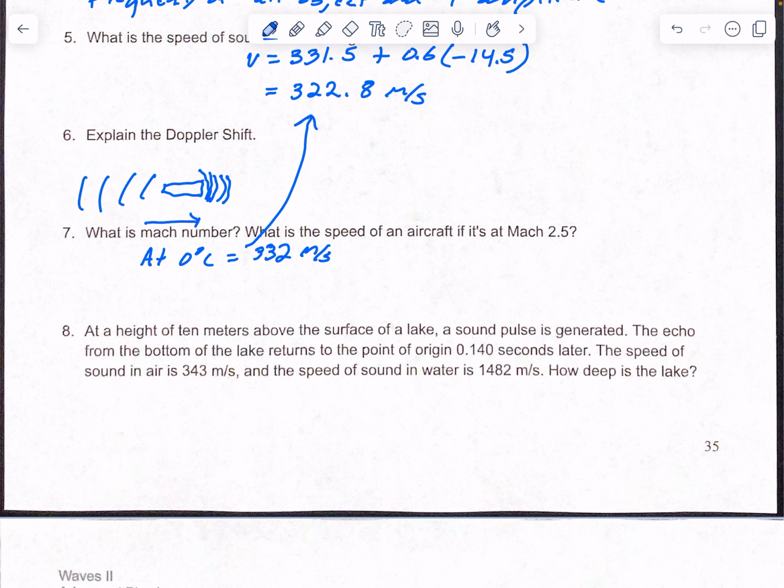So if I'm going Mach 2.5, I'm going to multiply that by 2.5, because Mach 1 is the speed of sound. So you're going 2.5 Mach, that means you're going 2.5 times the speed of sound. So you get 830 meters per second.